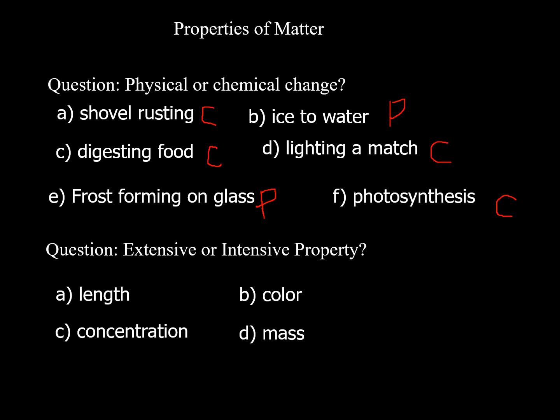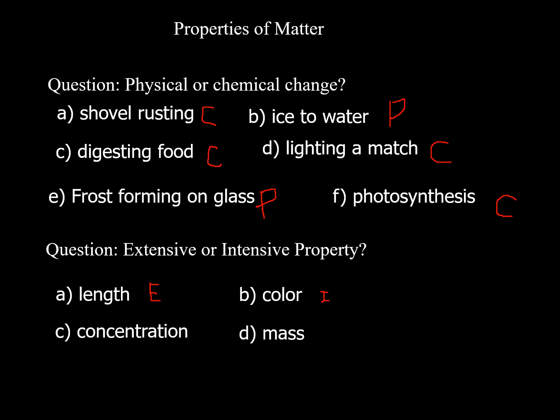The next set of questions, whether something is an extensive or an intensive property. Length would be an extensive property because if you take, for instance, a piece of paper and you extend it, you're going to change its length. Color, whether you have a lot of blue paper or very little blue paper, it's still going to be blue. So that would be an intensive property.